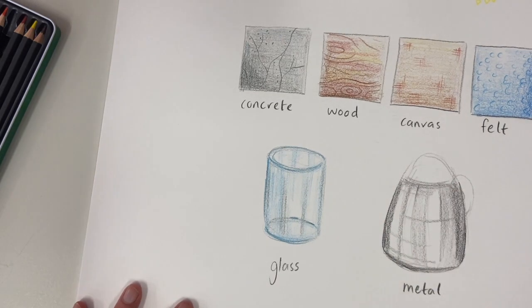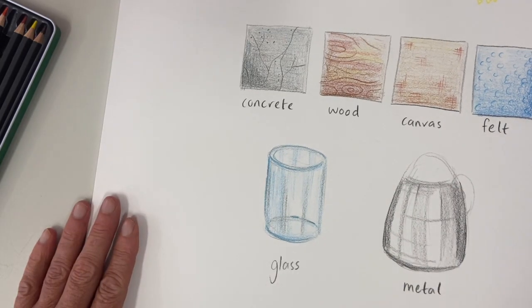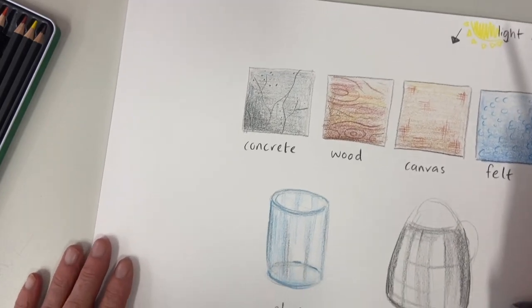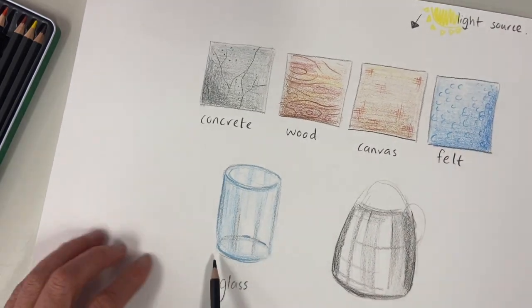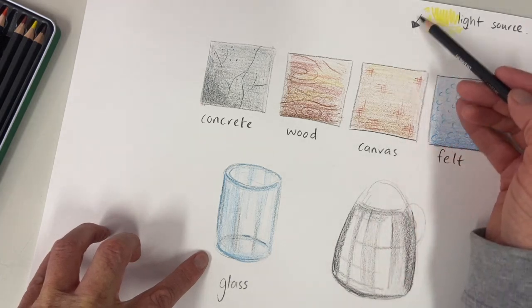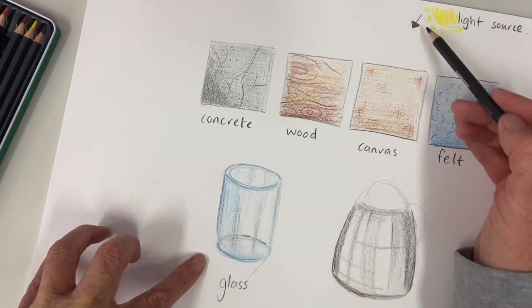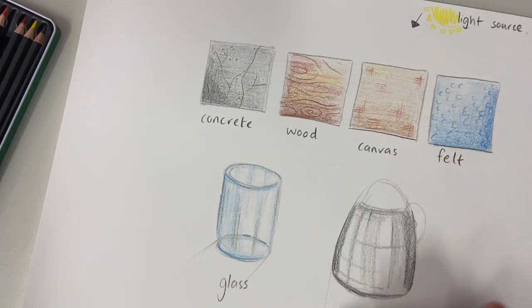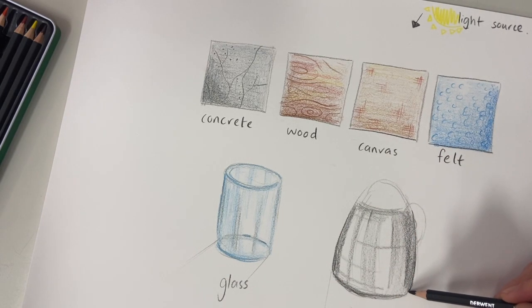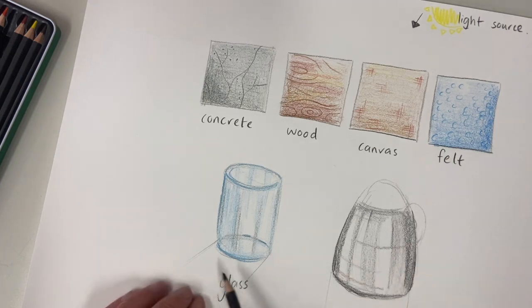One last thing that you can do is add in any shadows. So if we're still working off our light source up here, I would have a shadow hitting up that way. The same thing here and here.